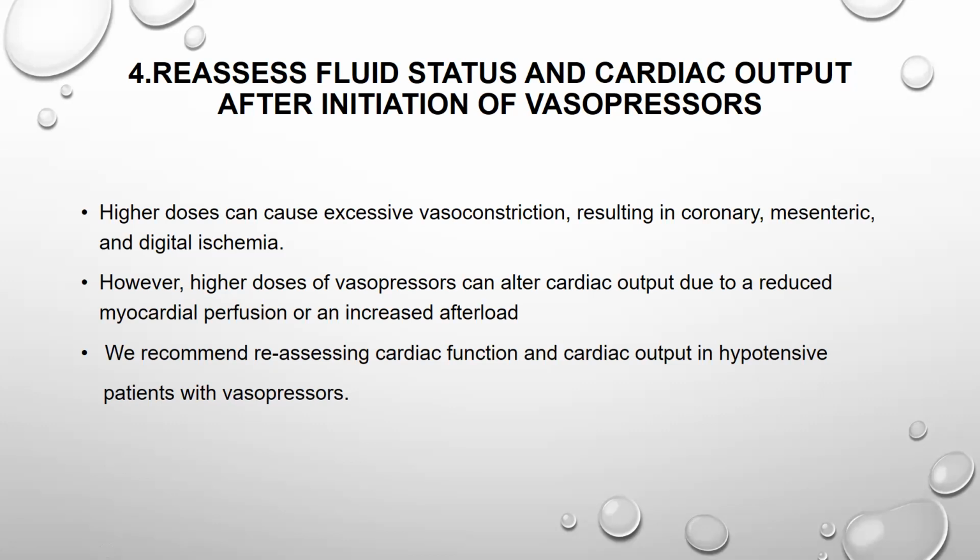So as we know, higher doses can cause excessive vasoconstriction, resulting in coronary, mesenteric and digital ischemia, and can alter the cardiac output due to poor myocardial perfusion and increase in the afterload. We recommend that you reassess the cardiac function and cardiac output in hypotensive patients on vasopressors. But how can I assess my patient?